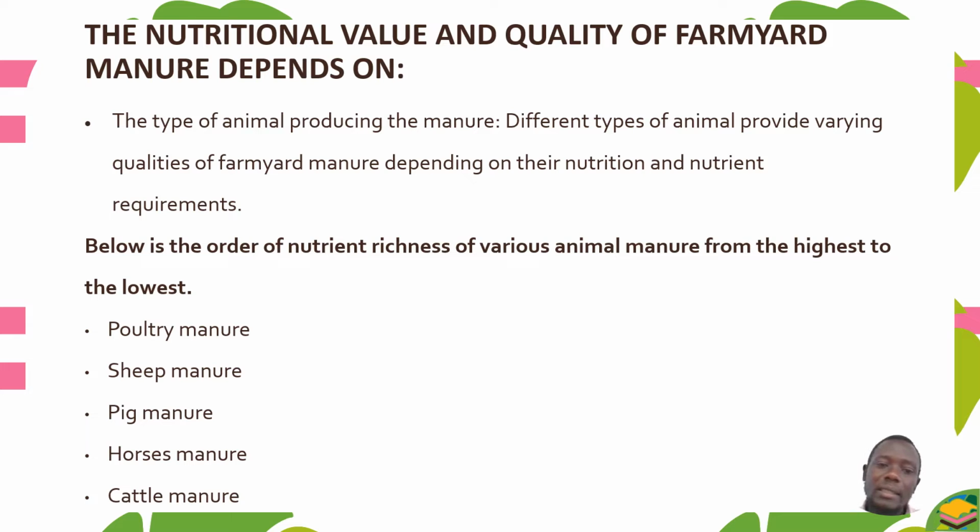Below is the order of nutrient richness of various animals from the highest to the lowest. Poultry provides very good manure, followed by sheep, pig, then horse. The last one is cattle. So it's just the list from the highest to the lowest.